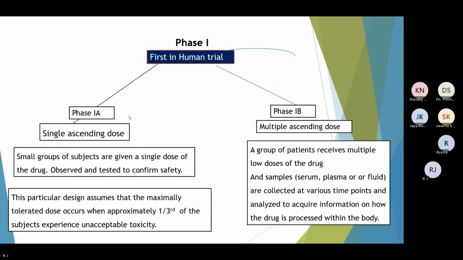So phase 1 is nothing but first in human trial. Why is it first in human trial? Because after the preclinical stage, this is the first time we are going to test the drug in humans. So in the clinical stage of development, we test the drug in humans. Okay, and phase 1 is the first step.